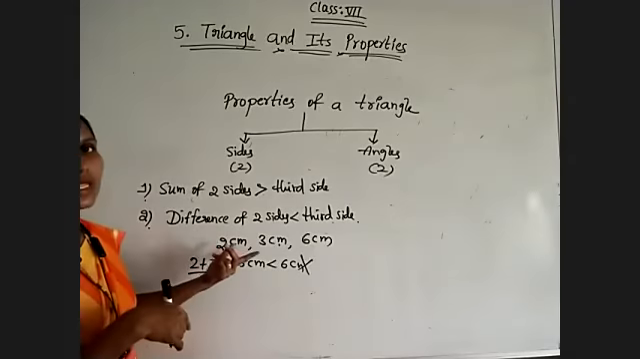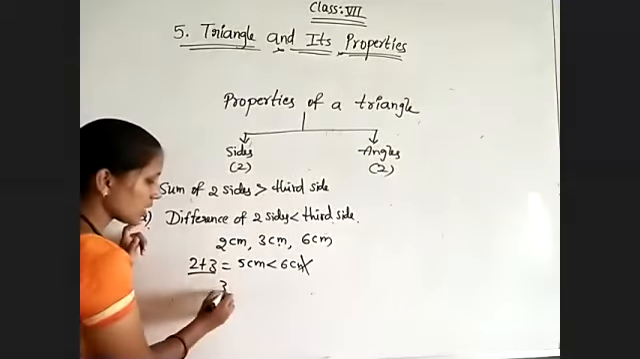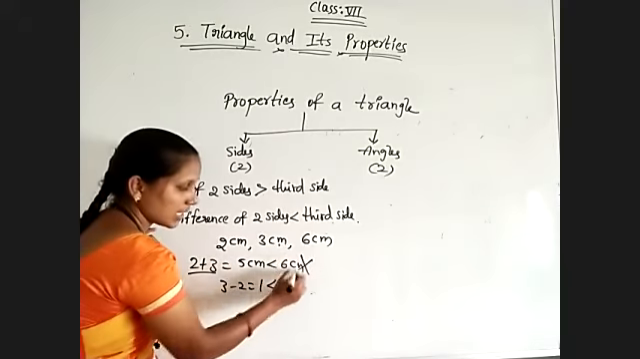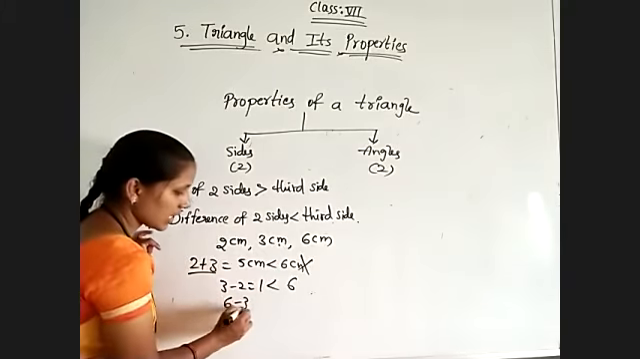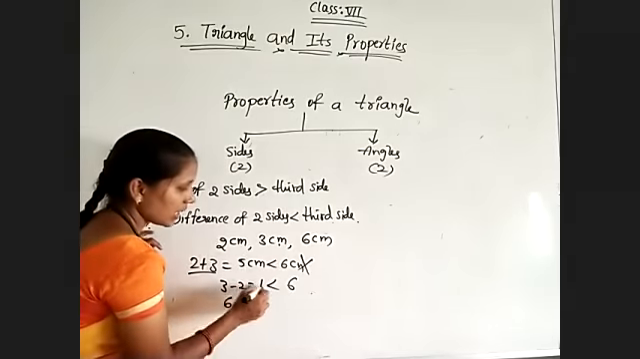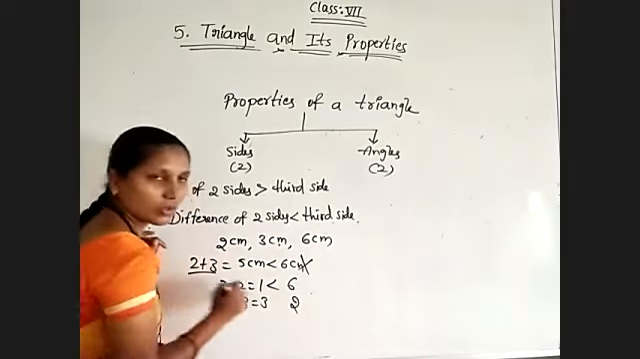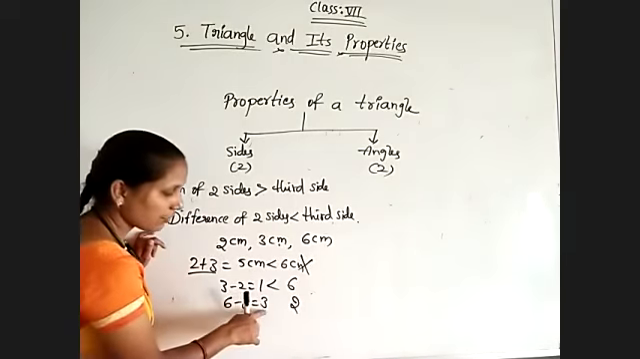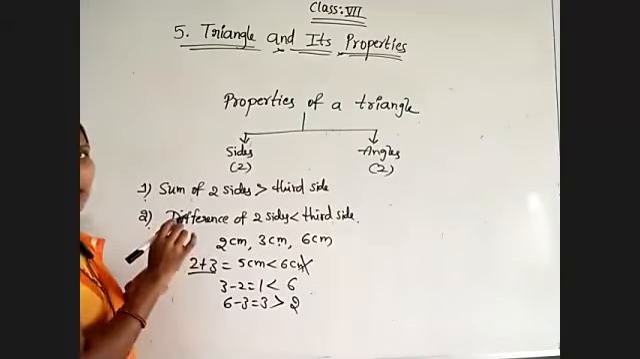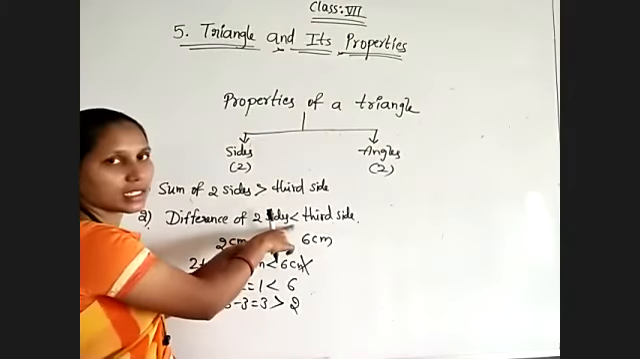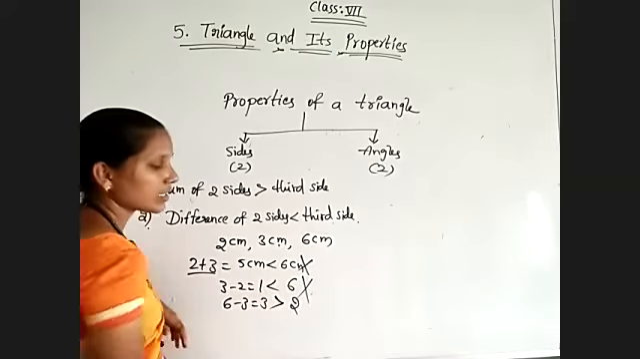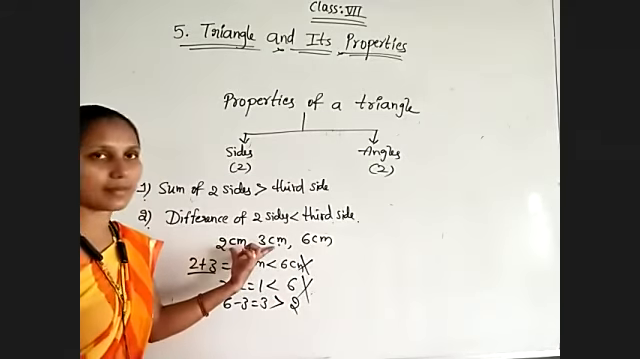Otherwise, go through with the difference. 3 minus 2 is equal to 1. Okay, 1 is lesser than 6. Then coming to 3 and 6, 6 minus 3 equal to 3, and the third side I have is 2. But the difference I am getting is more than the third side. Whenever I am talking about difference, I have to get lesser than the third side. So I can't get a triangle with these three measurements.